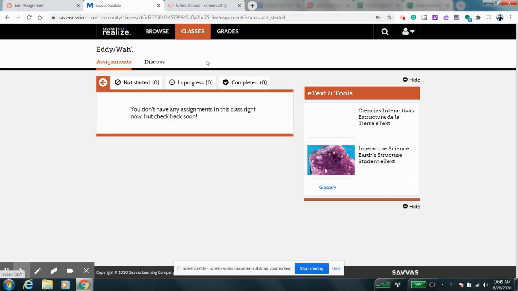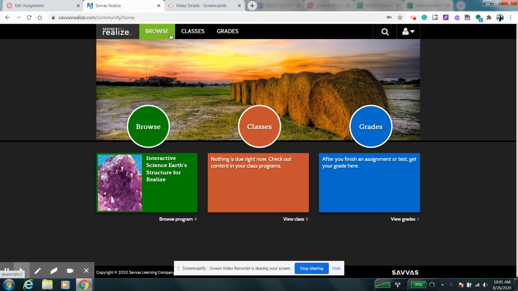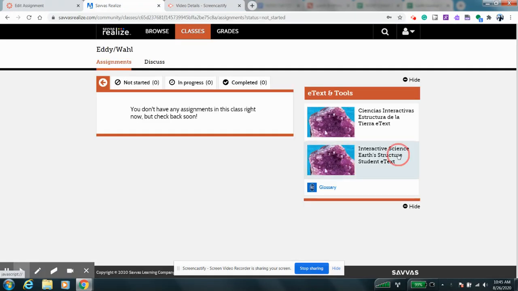All right, so let's recap quick. This is going to be the how-to and kind of helpful hints for Savvas in our actual textbook. Again, once we log into Pearson Realize, go to Classes, Interactive Science, your text, open the window.